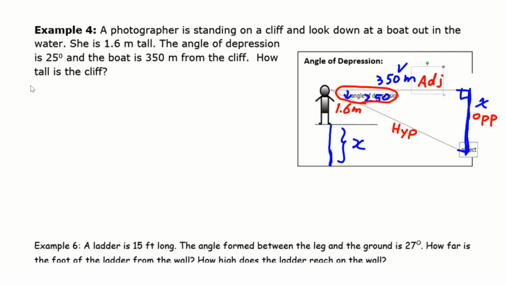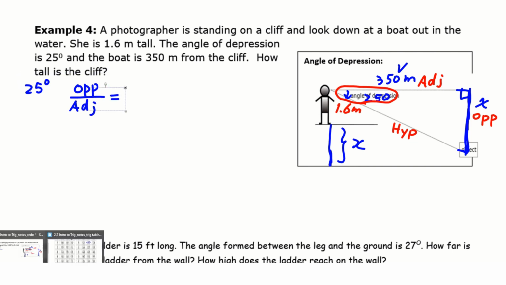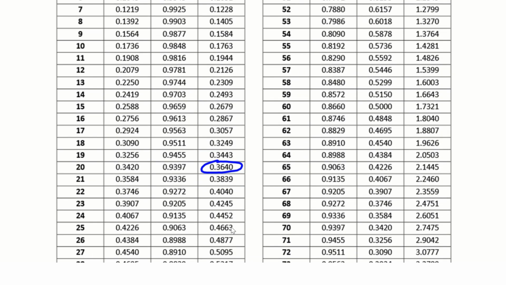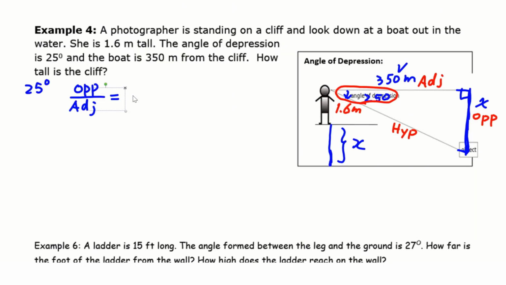So we are going to, from the trig table, find 25 degrees opposite over adjacent, what the ratio is. So 25 degrees opposite over adjacent is your last column, is 0.4663. So 0.4663 equals x over 350. Then use your calculator to find out the x.